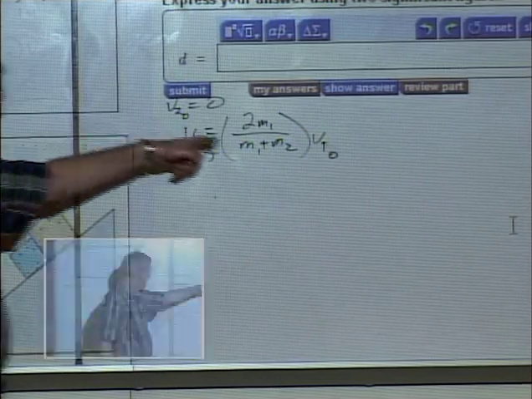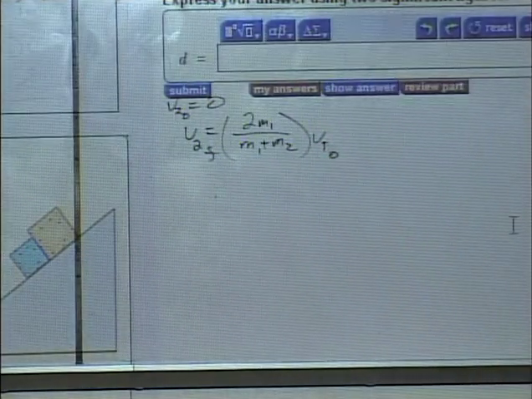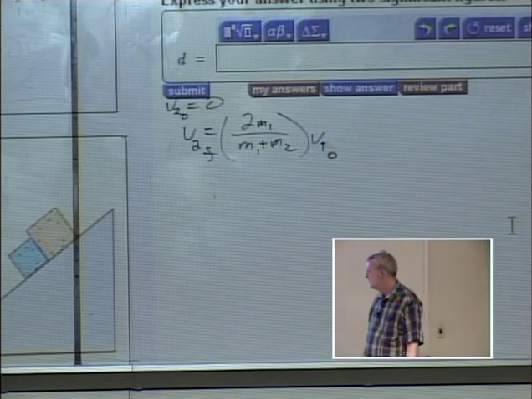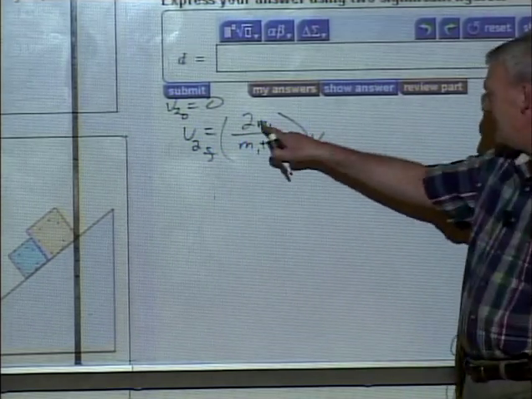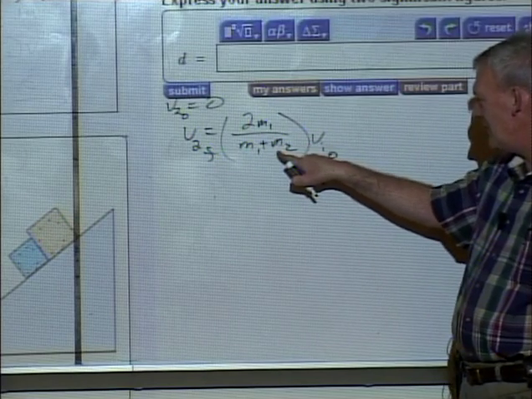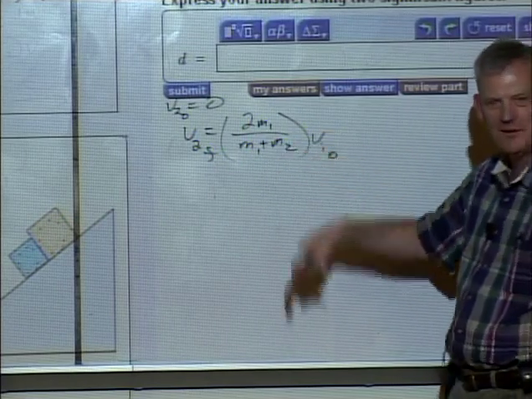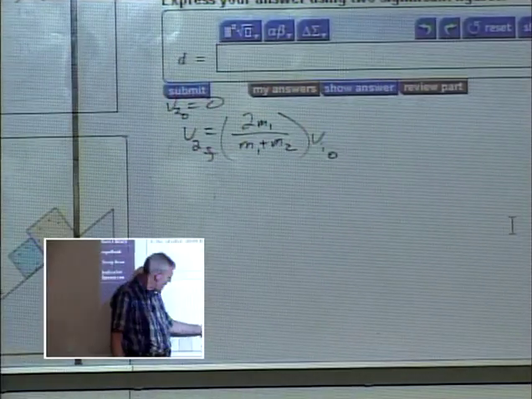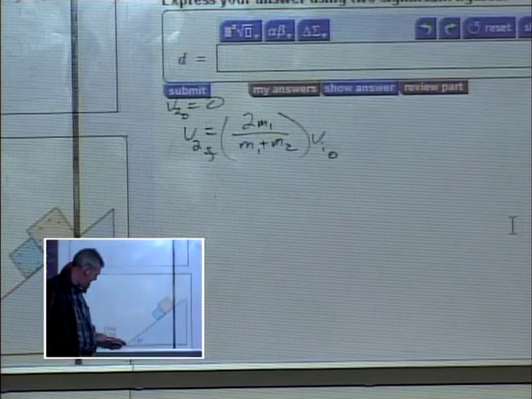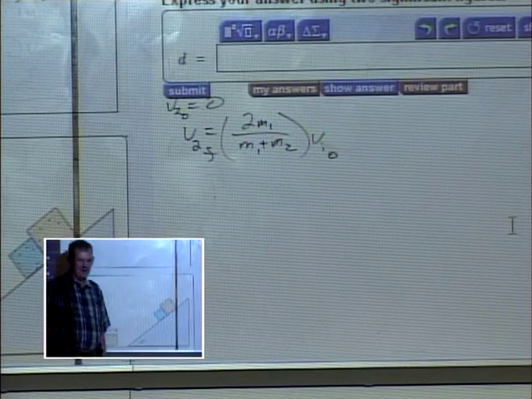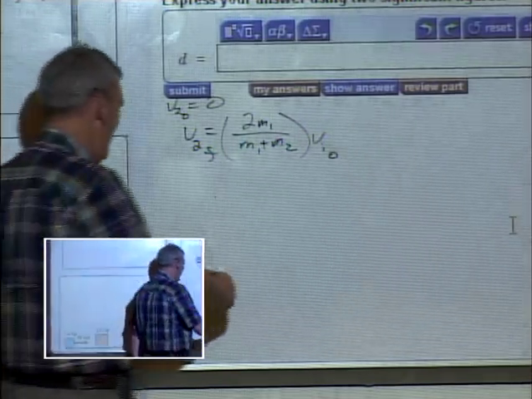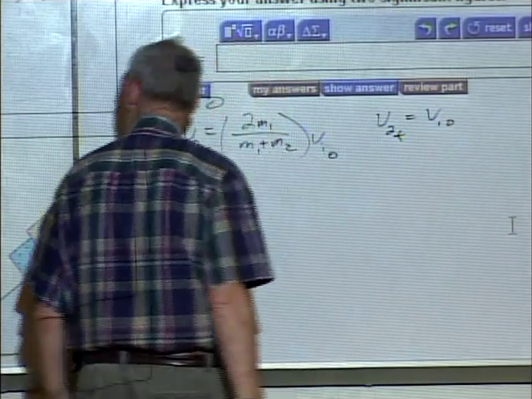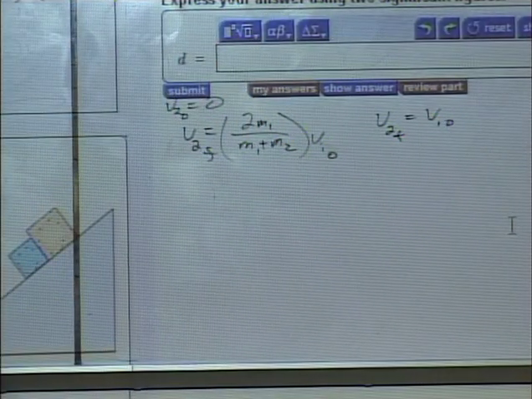The masses are the same. So if the masses are the same here, what's his velocity? M1 plus M1 becomes 2M1, so his velocity turns out to be the exact same. Now, how far up the ramp does he go? We need to measure this distance up the ramp. This is the nice part. So we wind up with V2 final equals V1 initial. So we'll go ahead and use this 2.8 meters per second.